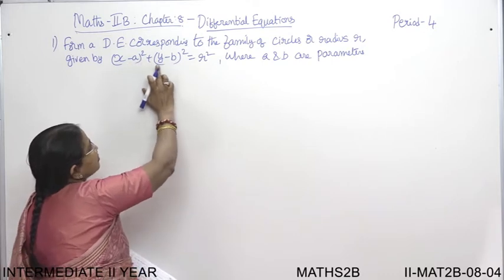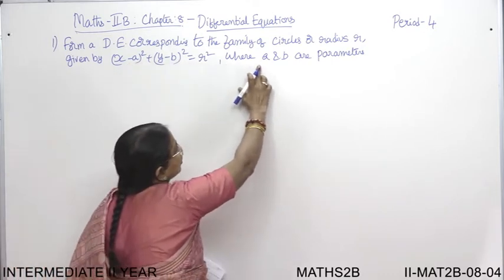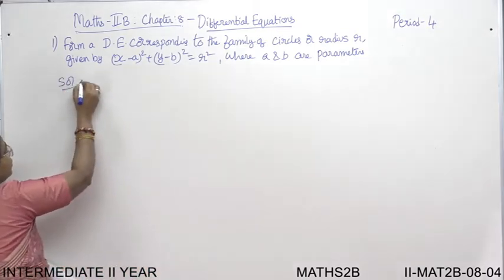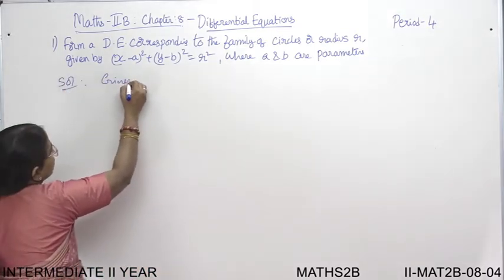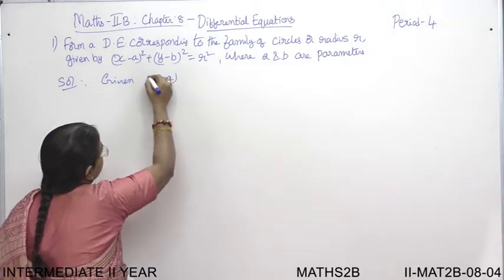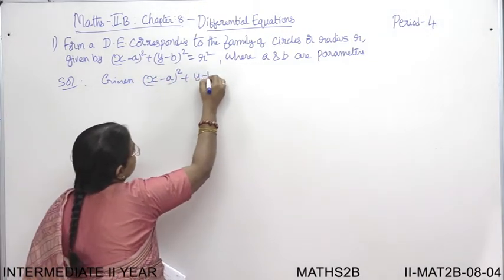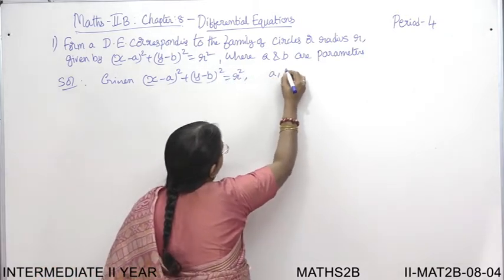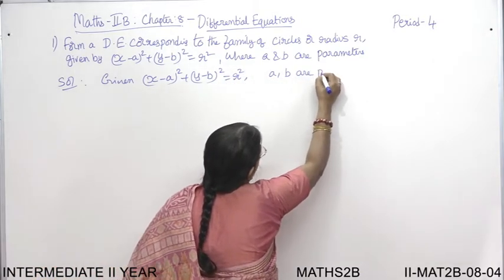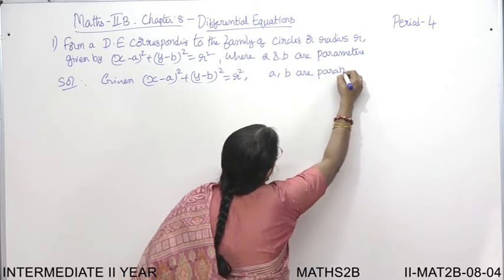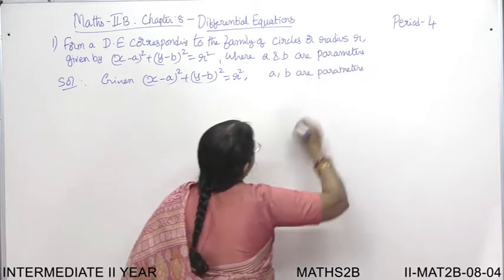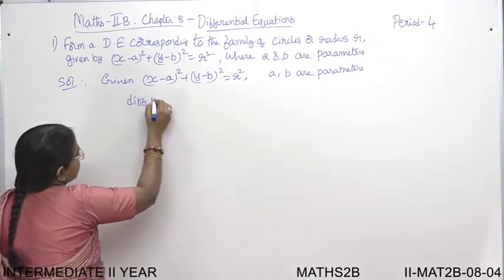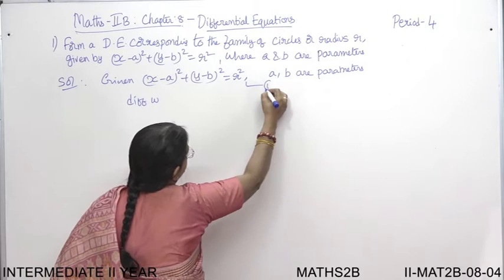(x minus a) whole square plus (y minus b) whole square is equal to r square, where a and b are parameters. So what we do is we are given (x minus a) whole square plus (y minus b) whole square is equal to r square, where a and b are arbitrary constants. a and b are parameters. So that means you must differentiate twice successively. So first we'll differentiate with respect to x. We'll number this equation as 1.